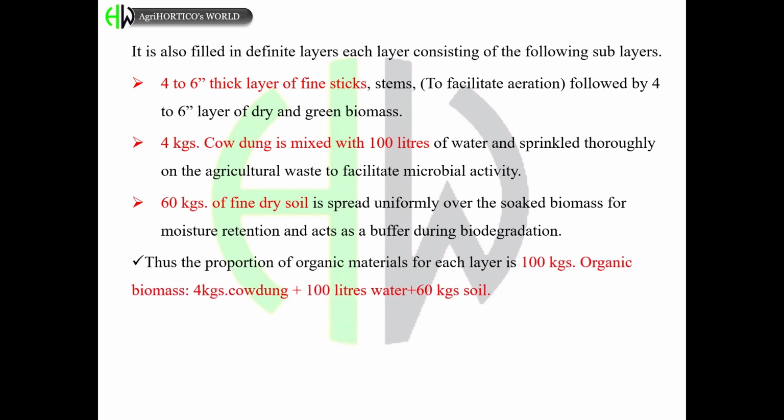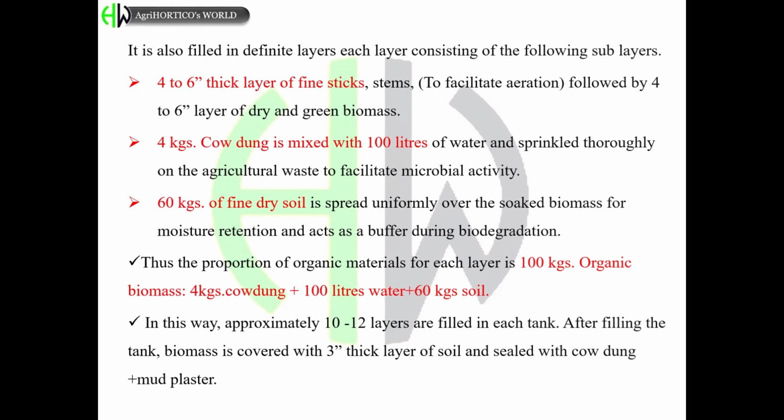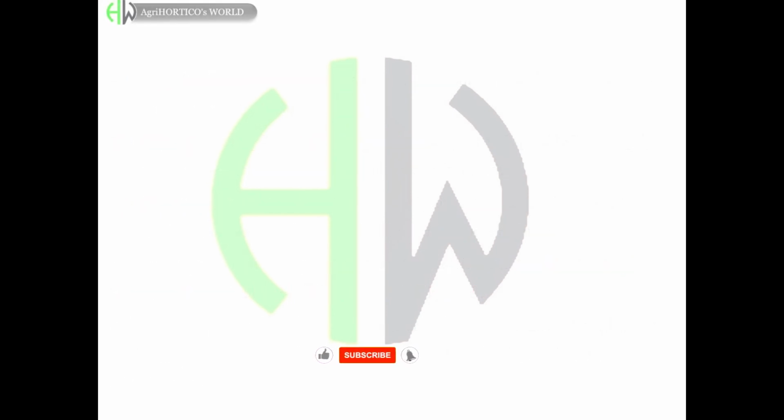Thus, the proportion of materials for each layer is 100 kilograms of organic biomass, about 4 kilograms of cow dung with 100 liters of water, and 60 kilograms of soil. In this way, approximately 10 to 12 layers are filled in each tank. After filling the tank, the biomass is covered with a 3-inch thick layer of soil and sealed with cow dung along with mud plaster. And now the maintenance of compost.